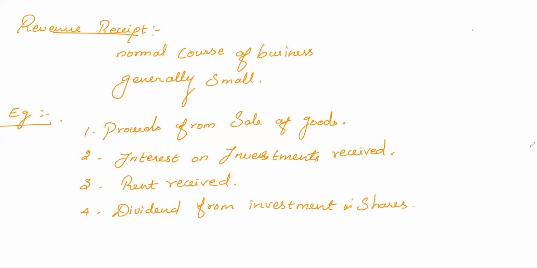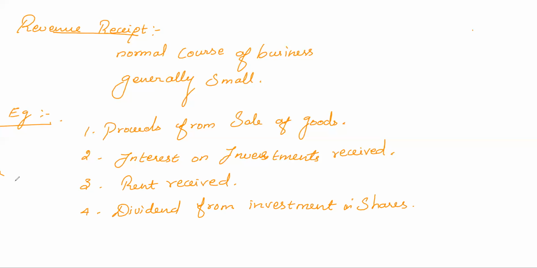State with reasons whether the following are capital or revenue expenditure. They have asked capital or revenue expenditure. Expenses incurred in connection with obtaining a license for starting the factory for rupees 20,000. So when starting the factory, it will be capital expenditure, because we have invested. So the answer for the first one is capital expenditure.